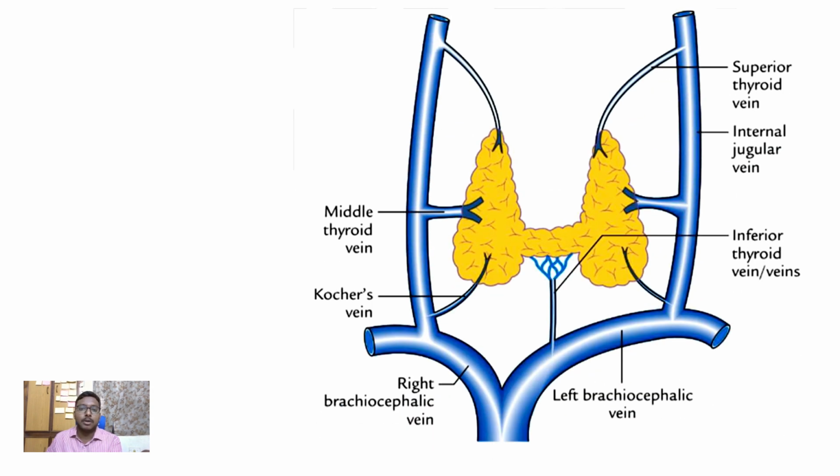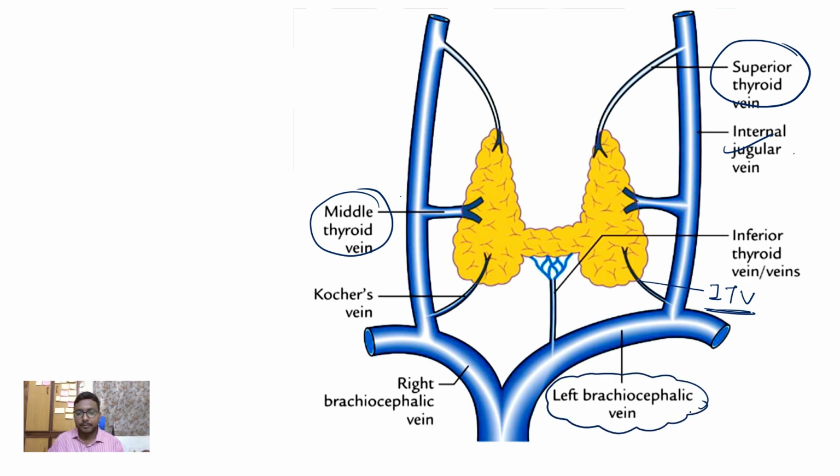Next. So coming to venous drainage, again, three important veins we need to understand: superior thyroid vein, middle thyroid vein, then inferior thyroid vein. Okay, right. So this is inferior thyroid vein. Superior thyroid vein and middle thyroid vein both will drain into internal jugular vein, whereas you can see here both inferior thyroid veins usually drain into left brachiocephalic vein.